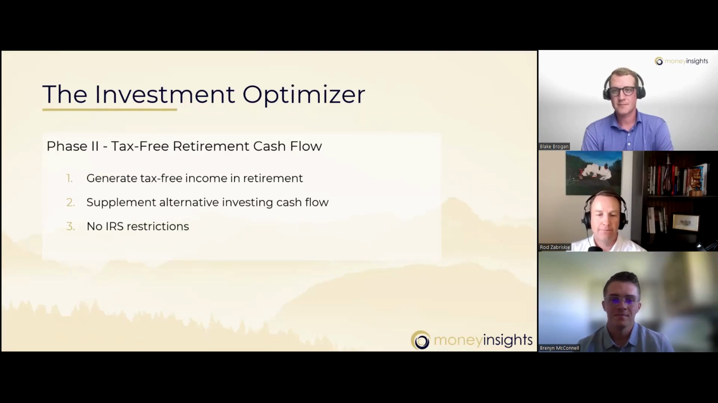And the answer is no, because with these policies, for the same reason we were able to access it for our investing, we can access it for anything else. So in this case, what we call phase two. Once you get to a place where you're slowing down in your investing, you're now living off of the cash flows that you've generated from all this alternative investing that you've done. In addition to that, we can use tax-free income from the policy to supplement that. And there's no IRS restrictions. Think of it basically like a Roth.